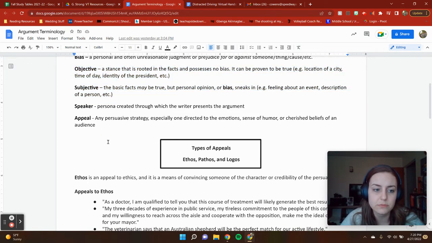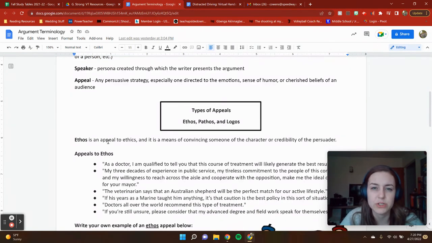All right, we've got speaker, which is this idea you create of yourself in your writing. When you write something, the speaker isn't you exactly. It's who you want the reader to believe you are, right? We present ourselves a little bit different than we actually are in our writing because we're trying to sound more intelligent or we're trying to sound more believable. So we're not entirely the same as the speaker. It's this persona that we want someone to believe that we are.